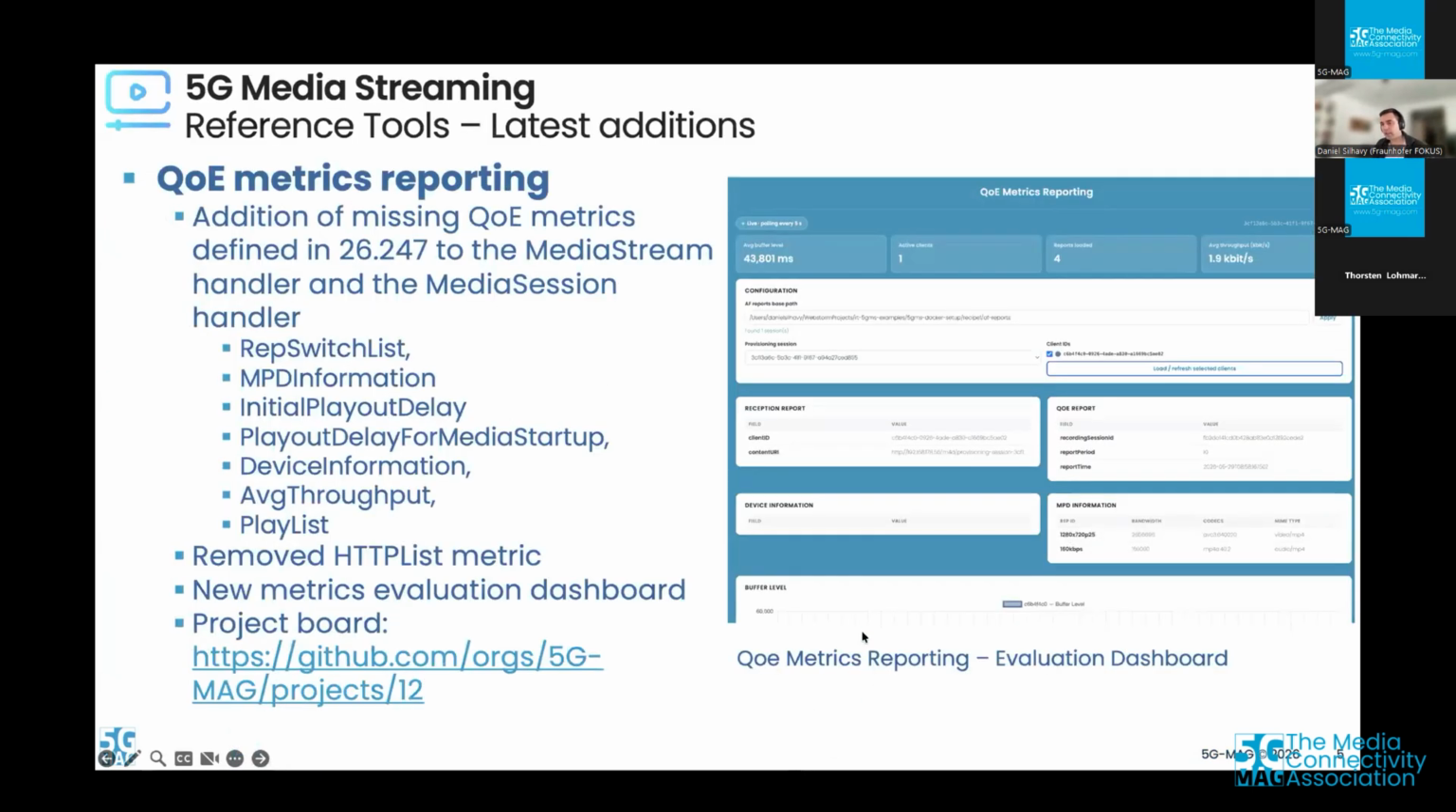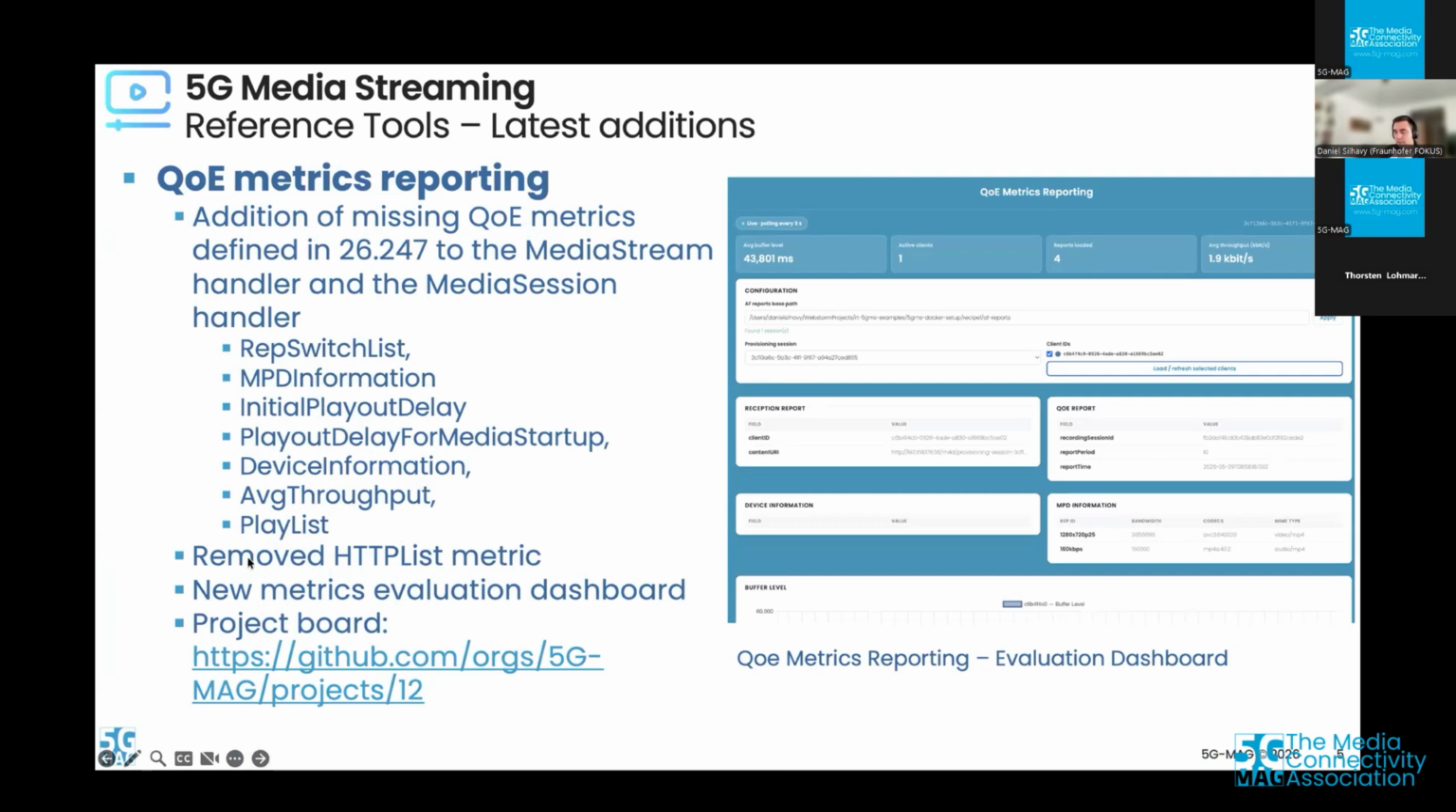Okay, so as I said, this is the main change of the current release. So we have the QoE metrics that were missing now integrated into the media stream handler and the media session handler. I listed all the metrics here. I don't want to go over all of them, but the list was not short. So rep switch list, MPD information, initial playout delay for media startup, device information, average throughput, and playlist. So all of this has been added. You can find all the details in 26.247.